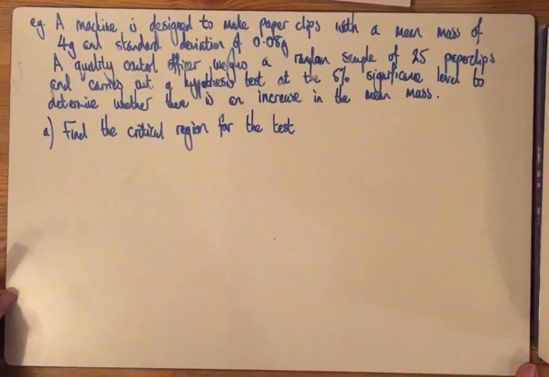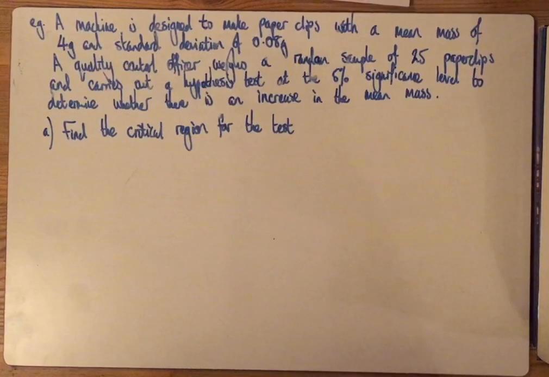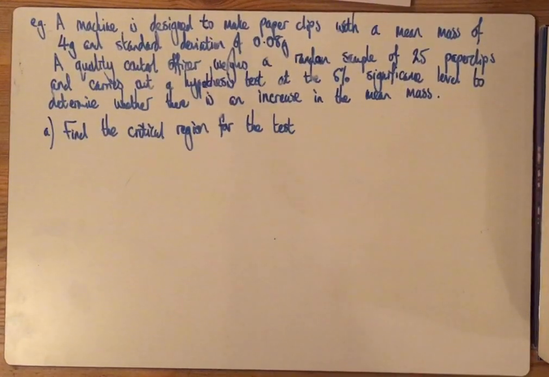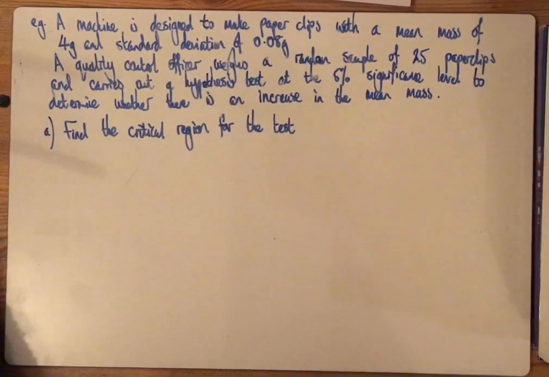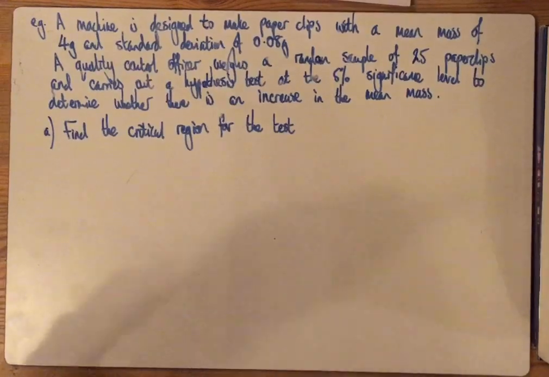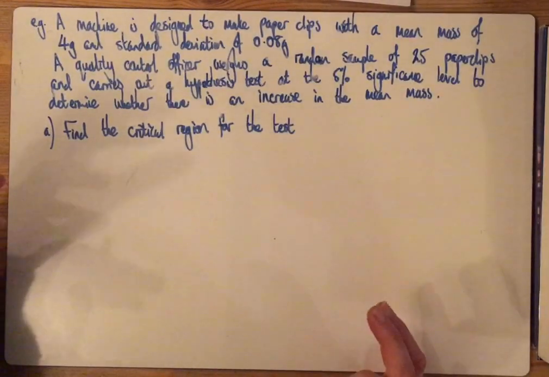Sorry, these examples are a bit random, but anyway. A machine is designed to make paper clips with a mean mass of 4 grams and standard deviation of 0.08 grams. A quality control officer weighs a random sample of 25 paper clips and carries out a hypothesis test at the 5% significance level to determine whether there is an increase in the mean mass. So we're looking for an increase, and we want to find the critical region for the test. So we're dealing with the sample size.